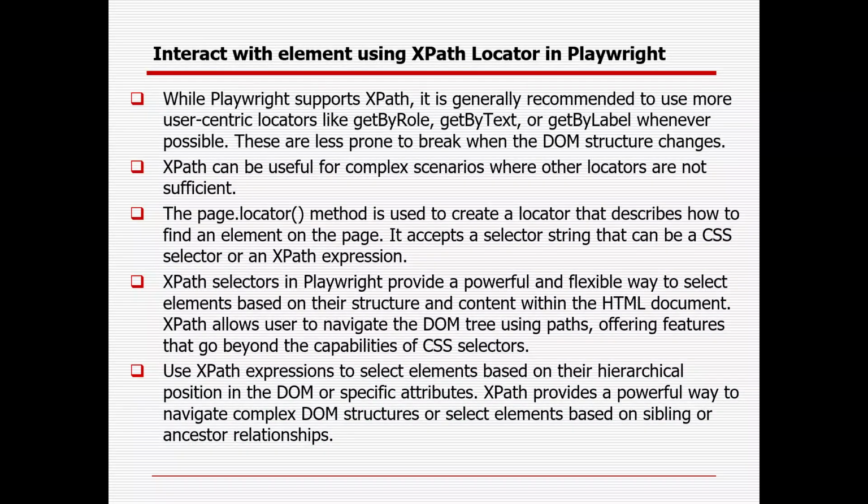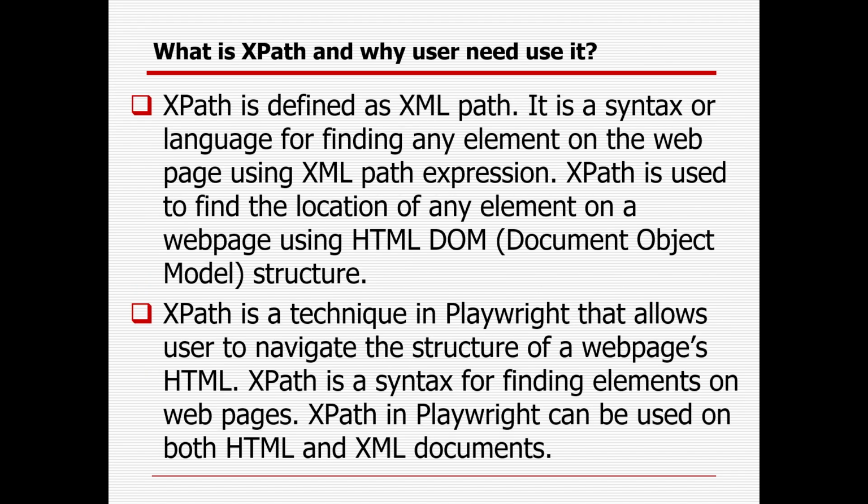XPath selector in Playwright provides a powerful and flexible way to select elements based on their structure and content within the HTML document. XPath allows users to navigate the DOM tree using paths, offering features that go beyond the capabilities of CSS selectors. Use XPath expressions to select elements based on their hierarchical positions in the DOM or specific attributes. XPath provides a powerful way to navigate complex DOM structures or select elements based on sibling or ancestor relationships as well. So what is XPath and why does a user need to use it?